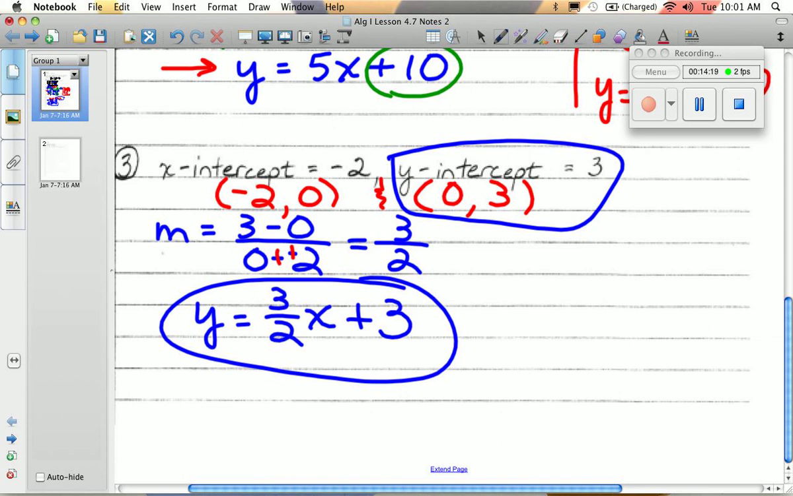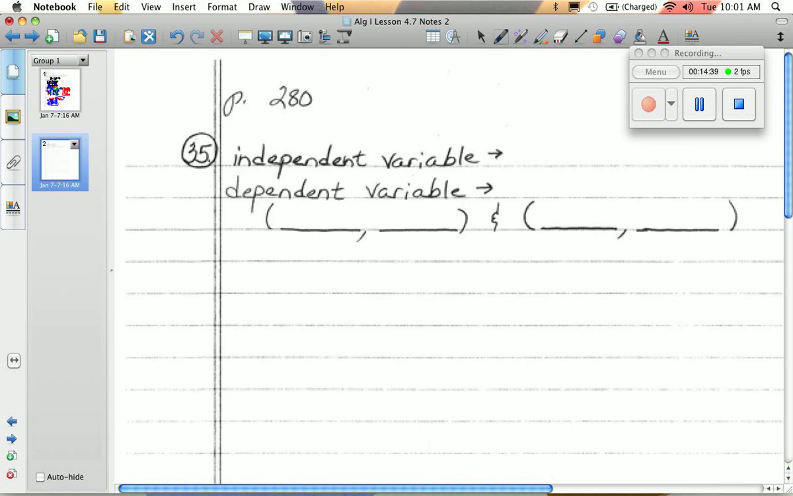Okay. Anybody have questions about putting an equation in slope-intercept form when you don't know the y-intercept, and they want you to use point-slope form to get yourself there? Okay, then I think you need your books open to do the problem that we're going to do on the back. So if you want to get your books open to page 280.